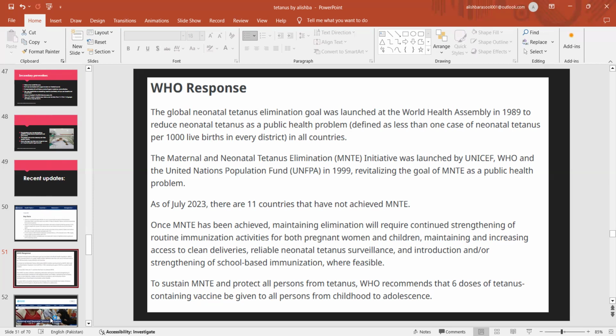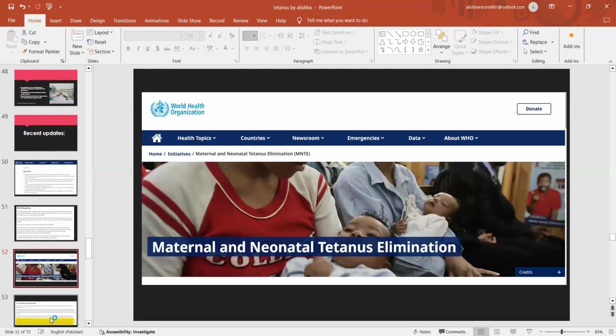As of July 2023, there are 11 countries that have not achieved MNTE. Once MNTE has been achieved, maintaining elimination will require continued strengthening of routine immunization activities for both pregnant women and children, maintaining and increasing access to clean deliveries, reliable neonatal tetanus surveillance, and introduction and strengthening of school-based immunization where feasible. To sustain MNTE and protect all persons from tetanus, WHO recommends that 6 doses of tetanus-containing vaccines be given to all persons from childhood to adolescence.